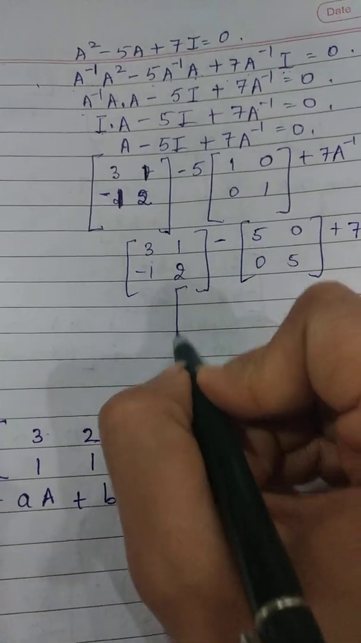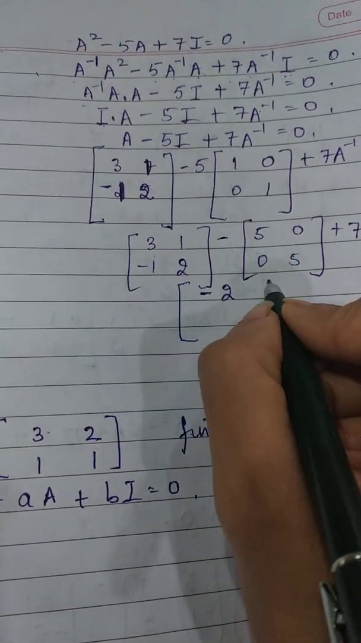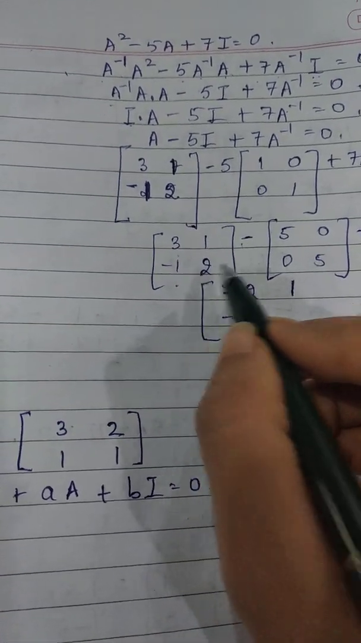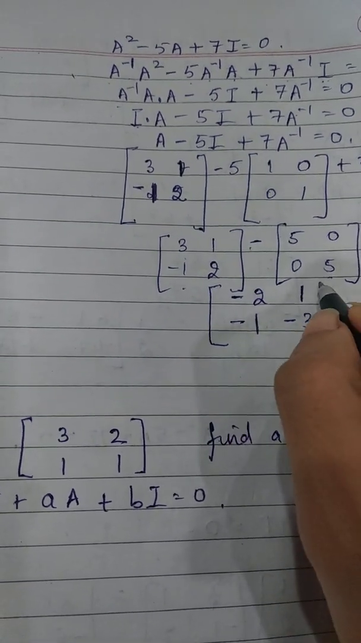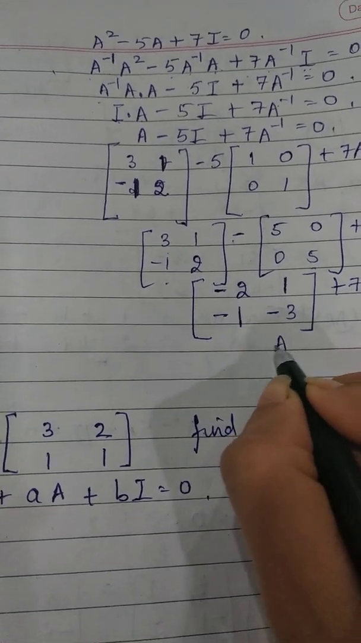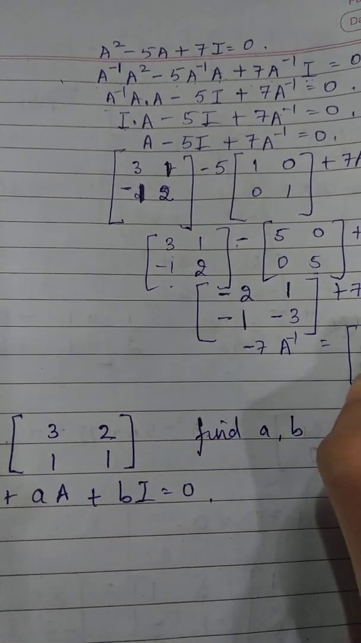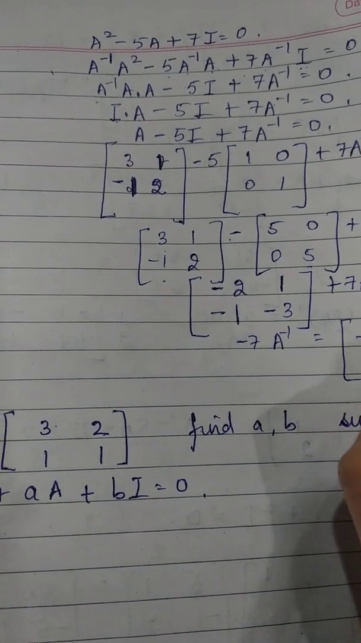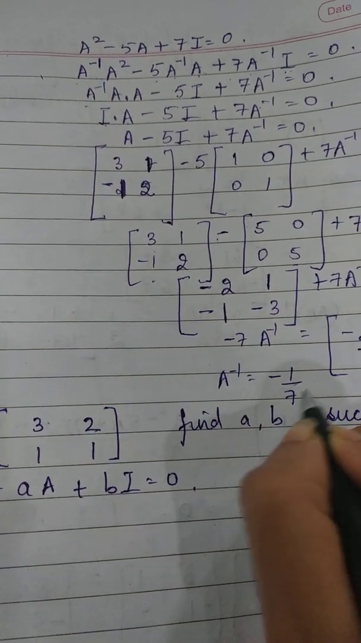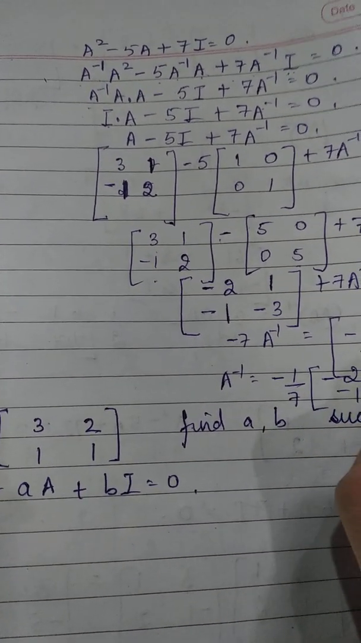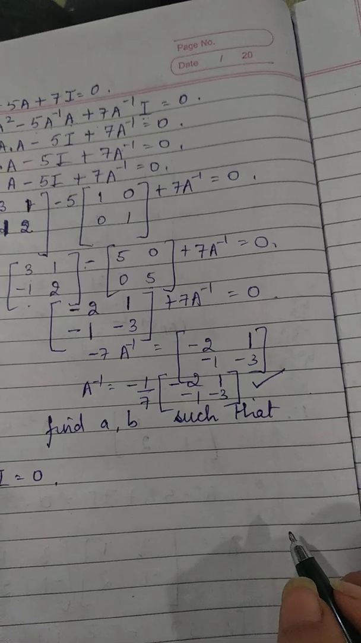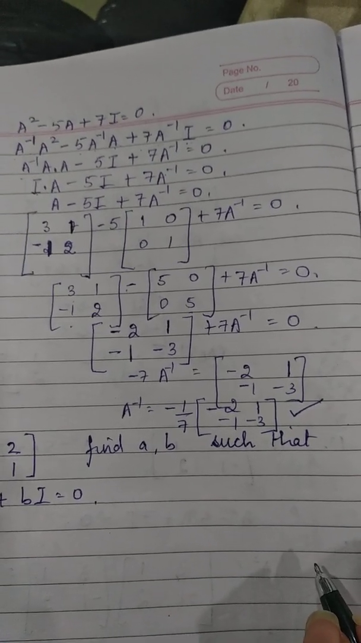Now 3 minus 5 gives us minus 2. 1 minus 0 gives us 1. Minus 1 minus 0 gives us minus 1. And 2 minus 5 gives us minus 3 plus 7A inverse is equal to 0. Minus 7A inverse is equal to minus 2, 1, minus 1, minus 3. Or simply A inverse is equal to minus 1 upon 7, times minus 2, minus 1, 1, minus 3. So this is how we find out the value of inverse using a given equation.